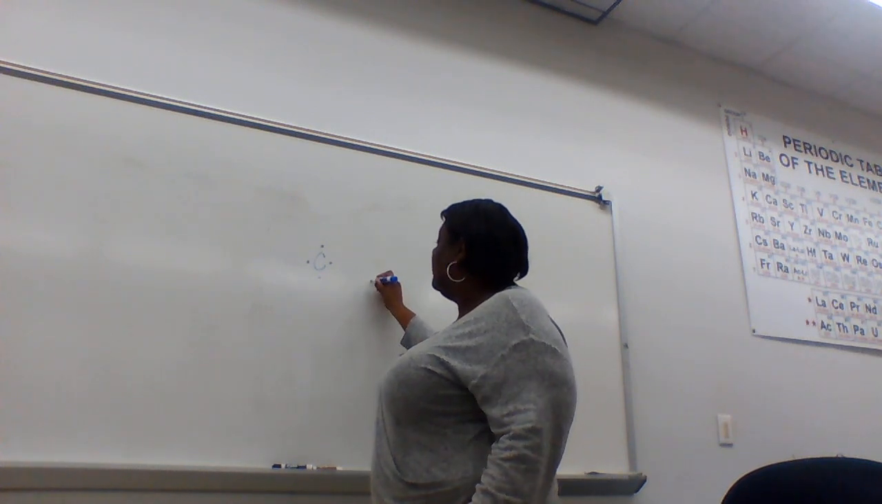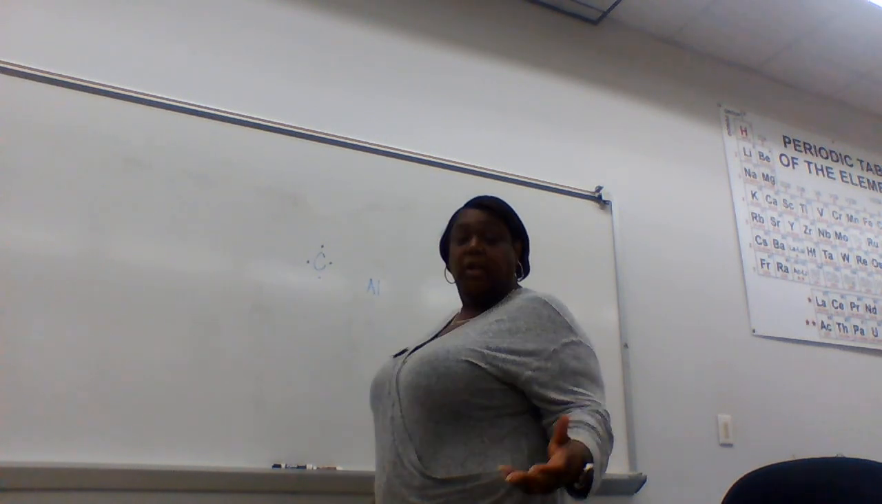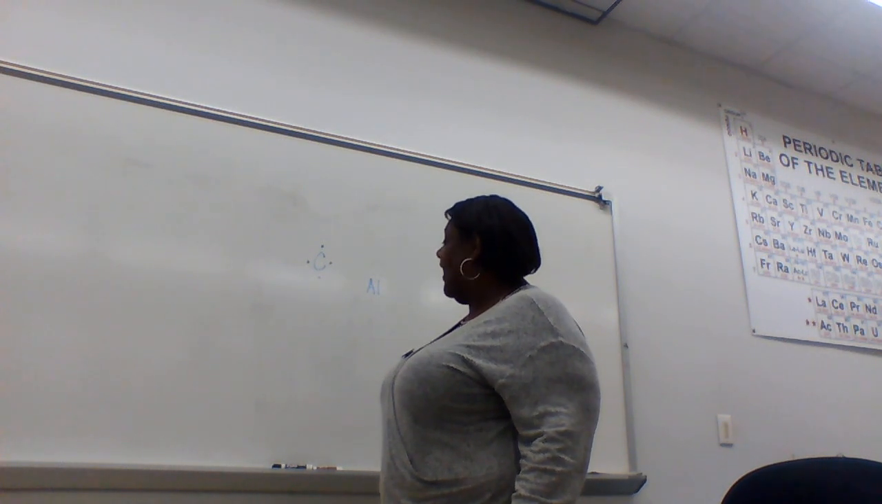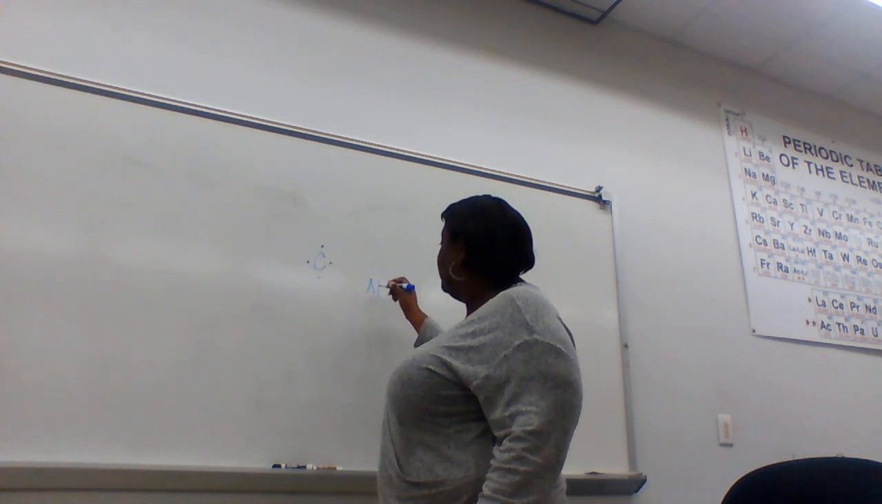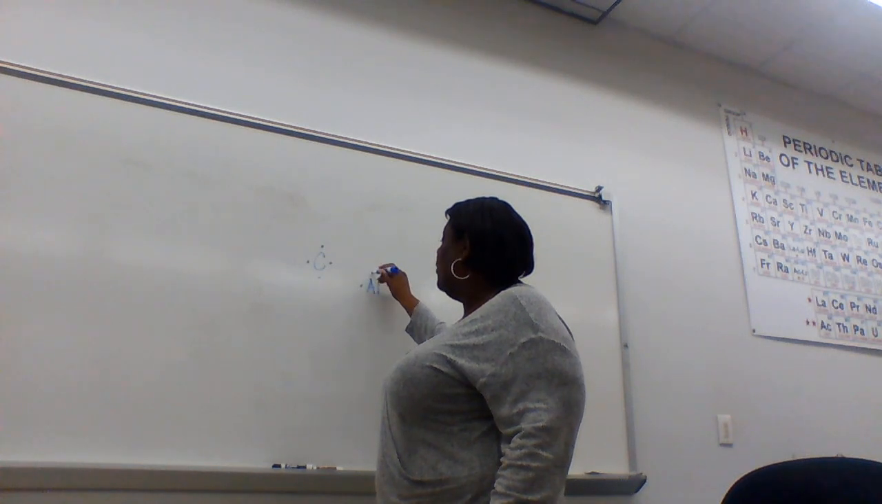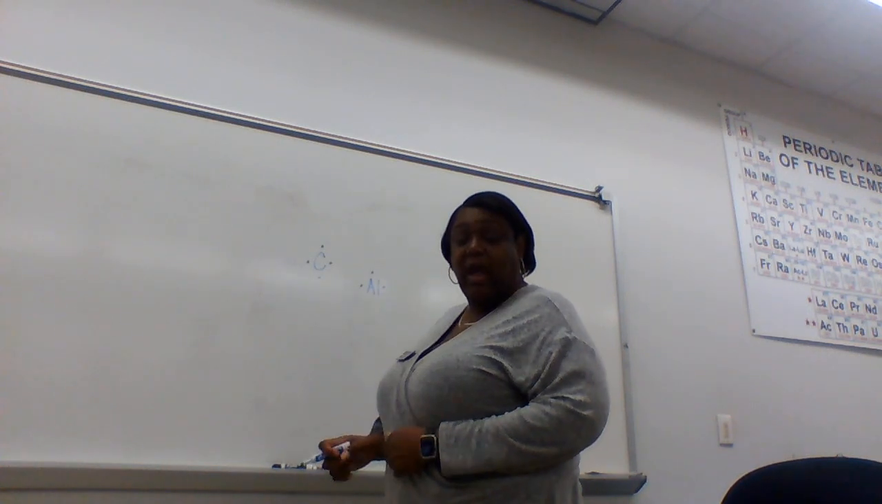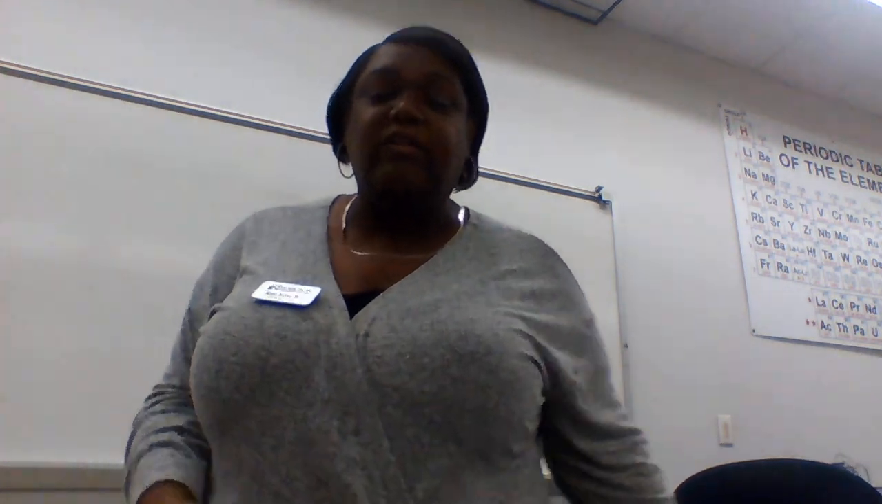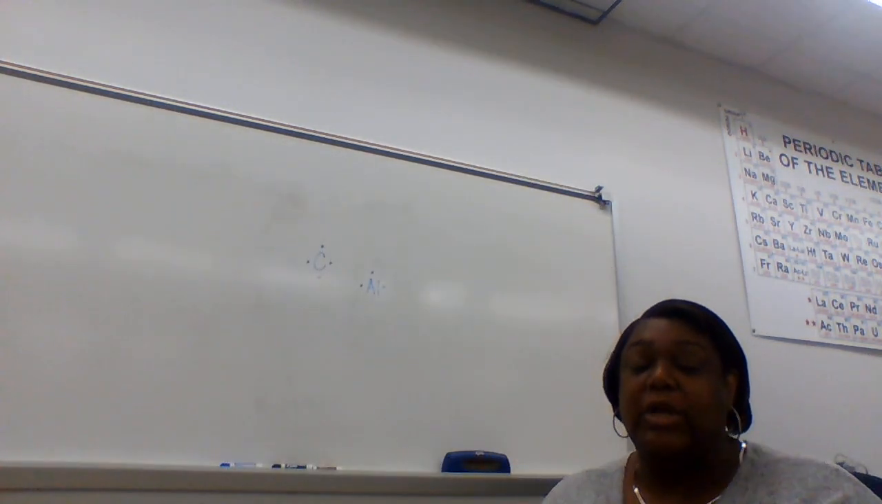If we were to consider the element aluminum, aluminum is in column 13 or column 3A. That means I need to have 3 dots around aluminum, and it does not matter which 3 sides I put the dots on. I just have to remember I have to have 1 dot on each side before I can put 2 dots on any side.